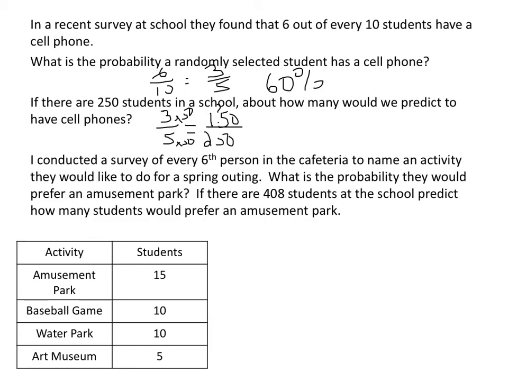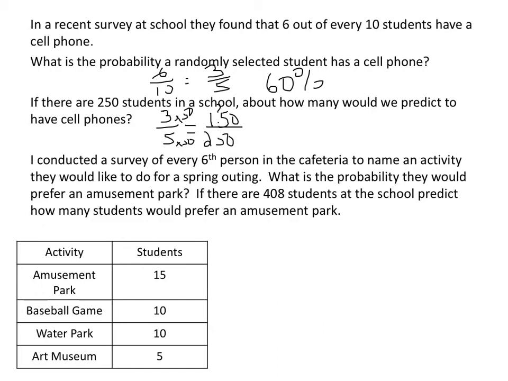Now I want you to go ahead and pause the video, and since I've gone through that, read through the next situation and see if you can answer the question on your own. I conducted a survey of every 6th person in the cafeteria to name an activity they would like to do for a spring outing. I want to know what is the probability they would prefer an amusement park. If there are 408 students at the school, predict how many students would prefer an amusement park.